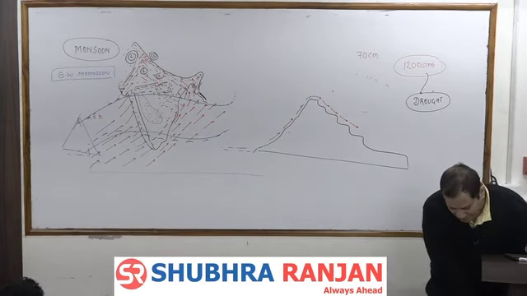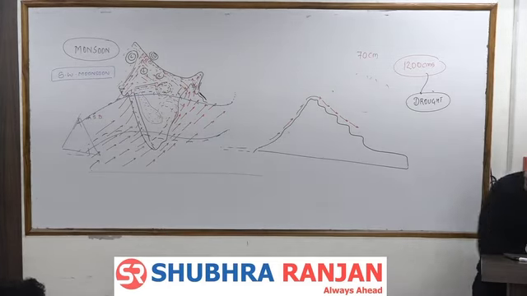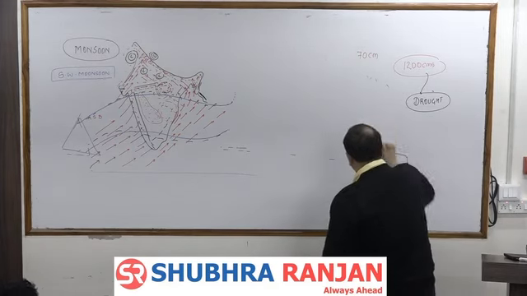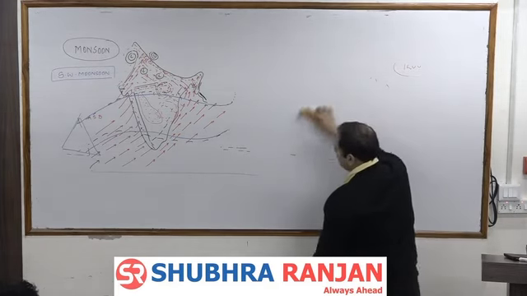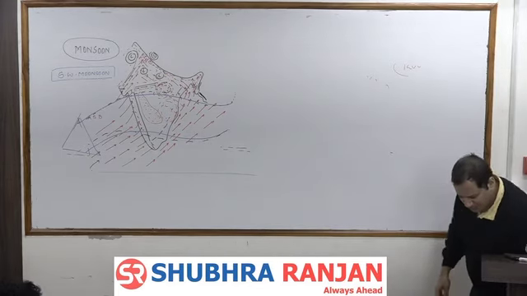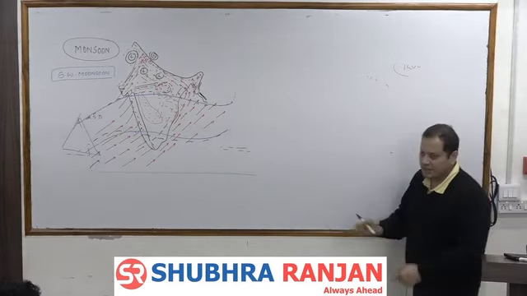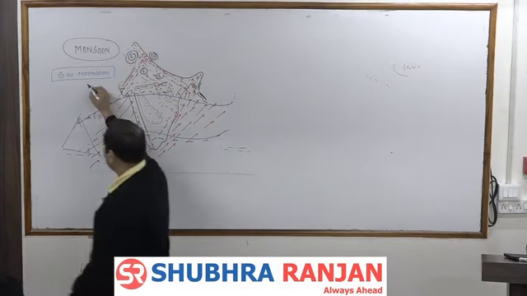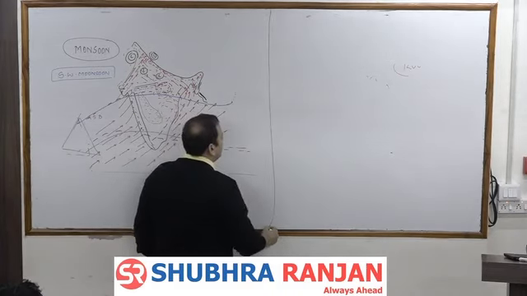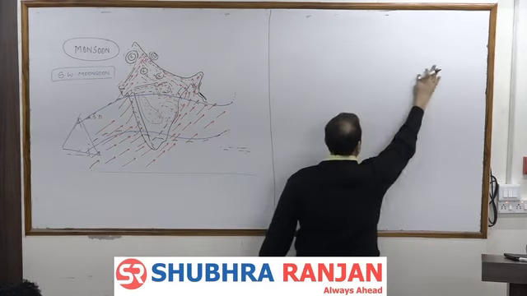And then, this is the summer season. So in the summer season, upper air circulation is in the form of the easterly jet stream, while the normal circulation, that is the wind circulation, is in the form of the southwest monsoon. Now what happens during the winter season?